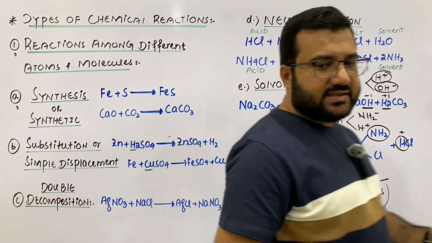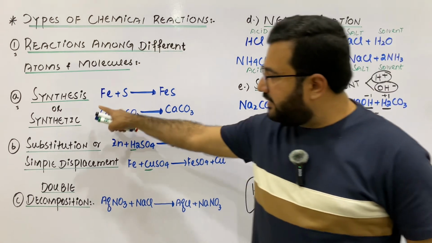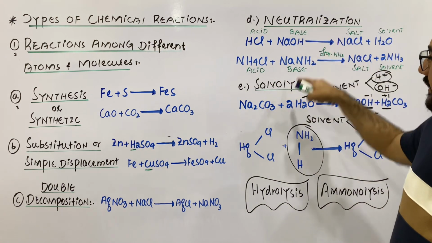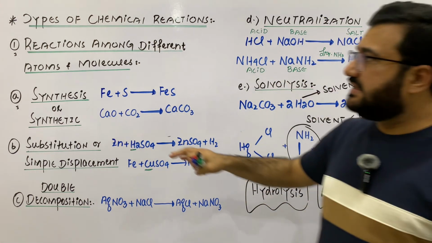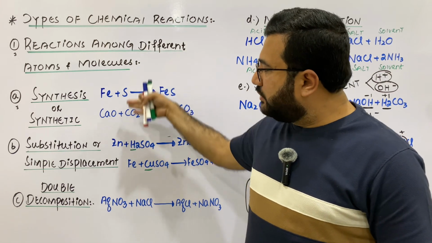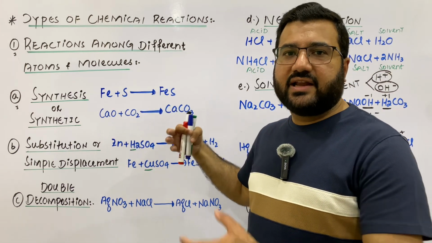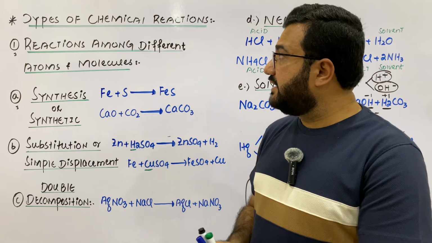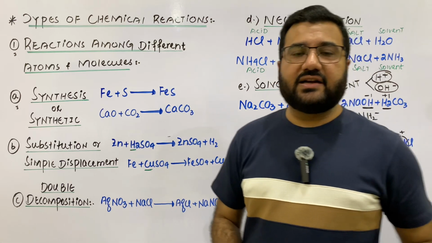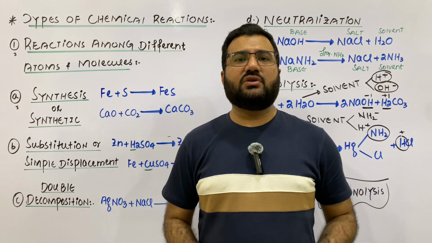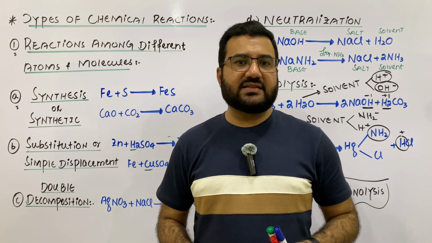So my dear students, these are a total of 1, 2, 3, 4 and 5 types of those reactions in which you will find two or more than two types of reactant molecules, and they are the reactions among different atoms and molecules. I hope that this lecture will be very understandable for you.